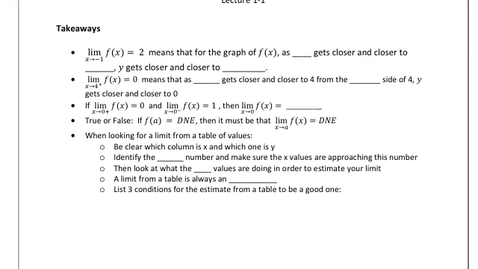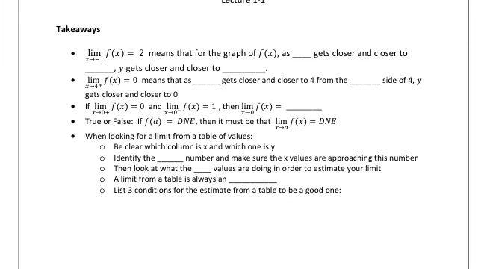Okay, so I think we're pretty much done. Let's do some takeaways. The limit, so pause the video and try to do it yourself before you listen to what I have to say. Takeaways are the limit of f of x as x approaches -1 is equal to 2 means that for the graph of f of x, as x gets closer and closer to -1, right? So here you want the arrow number. As x gets closer and closer to -1, y gets closer and closer to 2, right? So that's what that means.